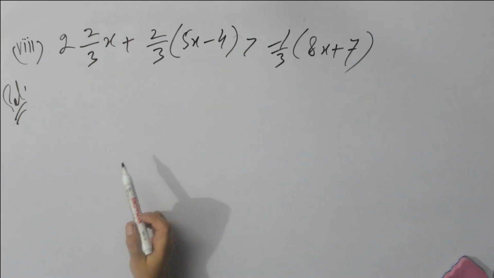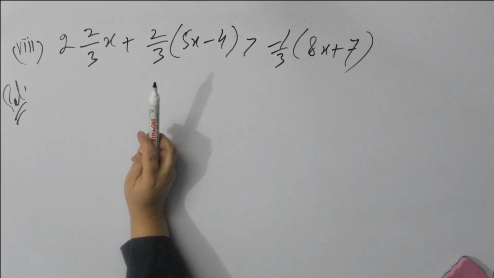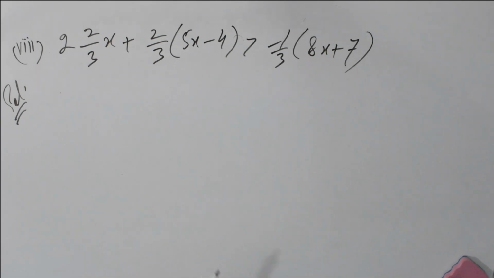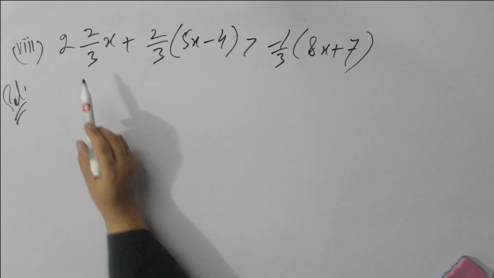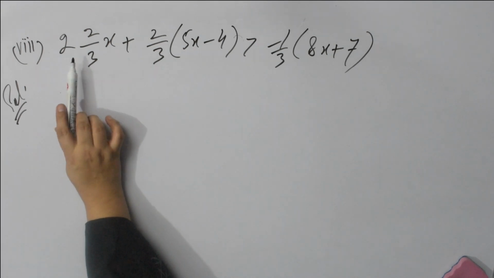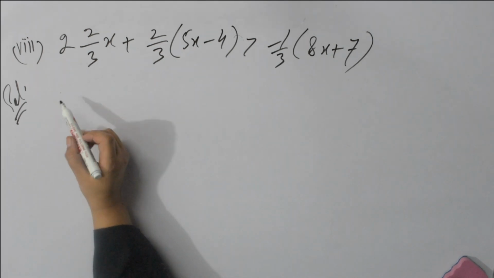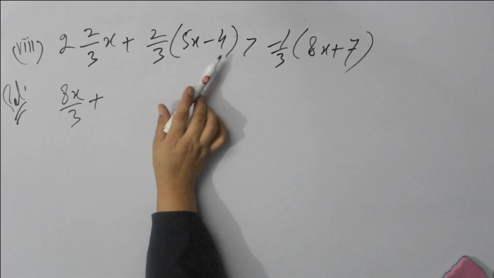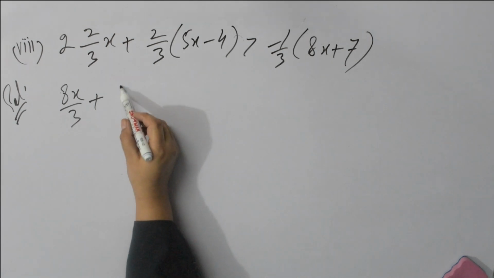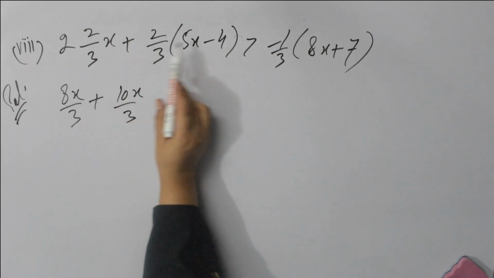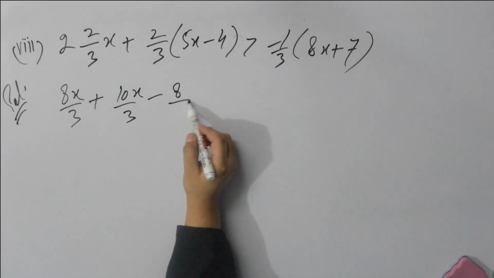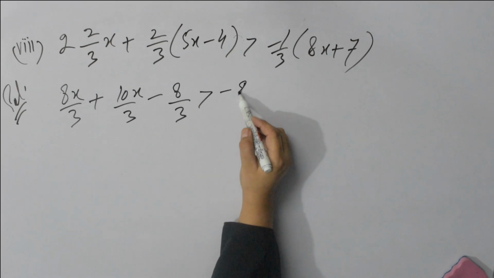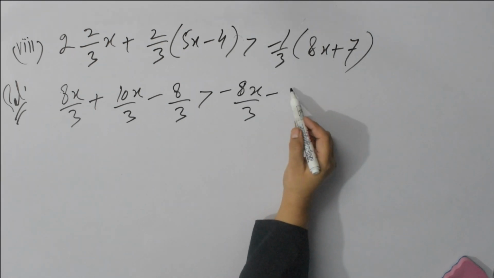Okay, students, 2 whole 2 upon 3 x plus 2 upon 3 into 5x minus 4 is greater than minus 1 upon 3 into 8x plus 7. Obviously you will change this mixed number into a fraction. 8 upon 3 x plus, I am multiplying this 2 by 3 with these two terms, 10x upon 3 minus 8 upon 3, and again multiplying this minus to the other side, minus 8x by 3 minus 7 by 3.